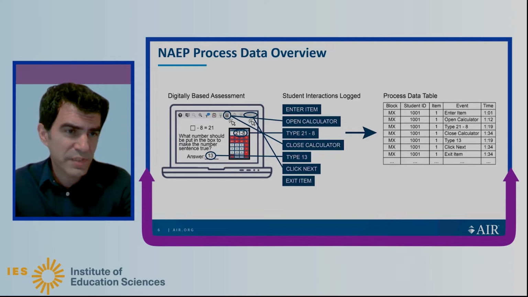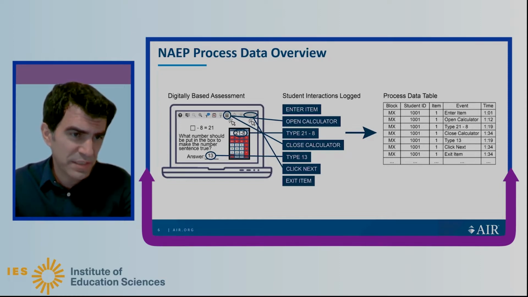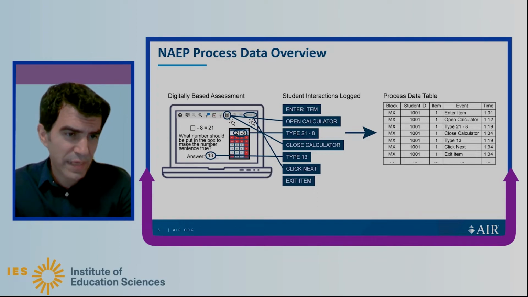And at the top of the screen, the students will see these universal design elements or accommodations that are available to them. In this case, this is a math question, so the student decides to use a calculator. The student opens the calculator, punches in some numbers to find the correct answer, closes the calculator, types in the correct answer, and goes to the next question.